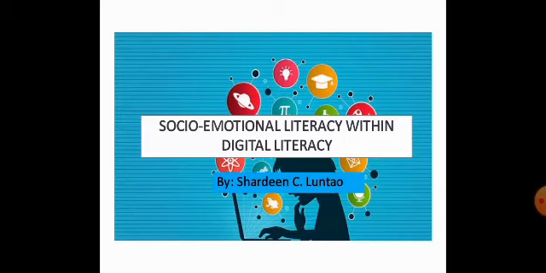Social-emotional literacy within digital literacy is connected to each other. Social-emotional literacy is one of the conceptual frameworks of digital literacy. So they are two sides of the same coin. Social-emotional literacy helps prevent the bad things that digital literacy can bring, things that are not good for us.